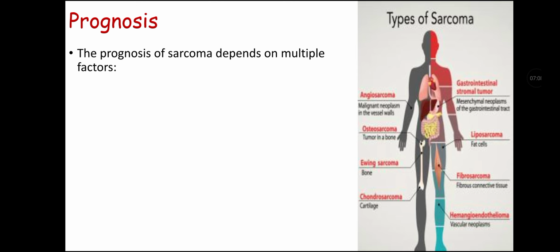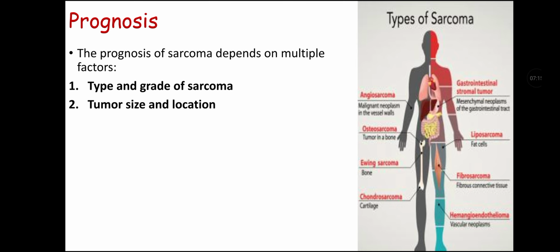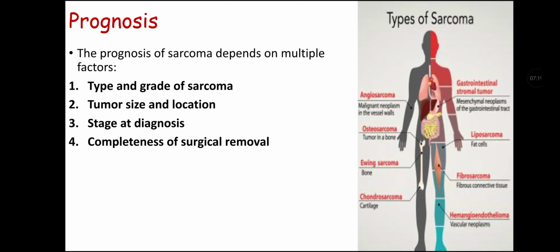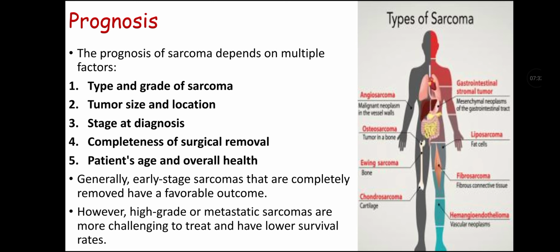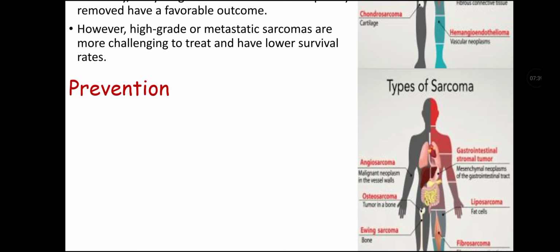Prognosis of sarcoma. Prognosis of sarcoma depends on multiple factors like type and grade of sarcoma, tumor size and location, stage at which the sarcoma is diagnosed, completeness of surgical removal, and patient age and overall health. All of these affect the prognosis, and generally, early-stage sarcomas that are completely removed have a favorable outcome. However, high-grade or metastatic sarcomas are more challenging to treat and have lower survival rates.